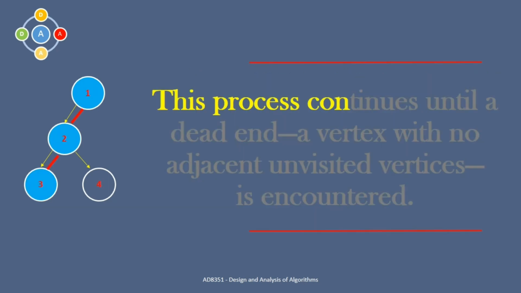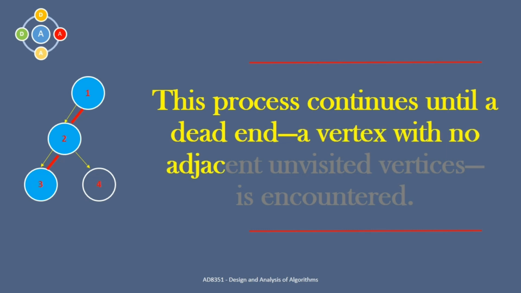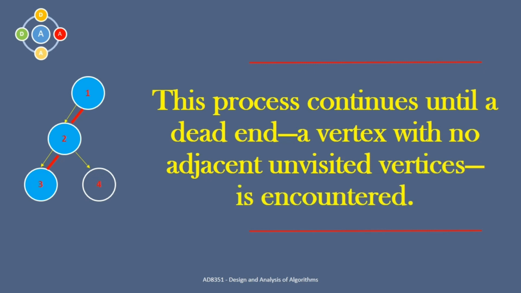This process continues until our graph traversal reaches a dead end. Then what is a dead end? A vertex with no adjacent unvisited vertices is called a dead end. So in this graph, our DFS algorithm reaches a dead end. That is, there are no adjacent unvisited vertices for node 3. So now it reaches a dead end.